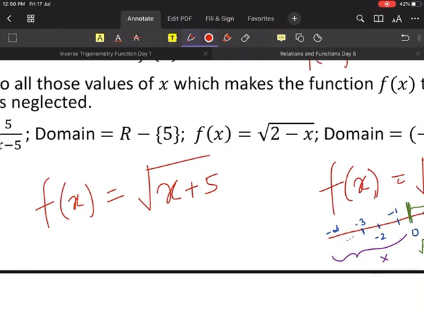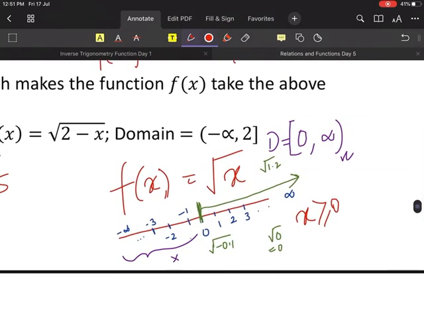Can you tell me the domain of this function? f(x) is equal to root over of x plus 5. What is the domain of this function? So first thing in my head, what I will do is, I need to make the inside positive, right? Yes or no? My main criteria is to make the inside positive. Just like in here, I need to make the inside positive.